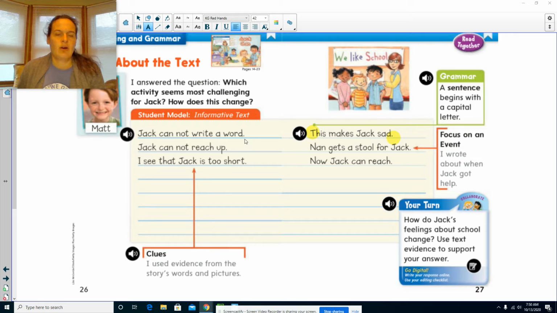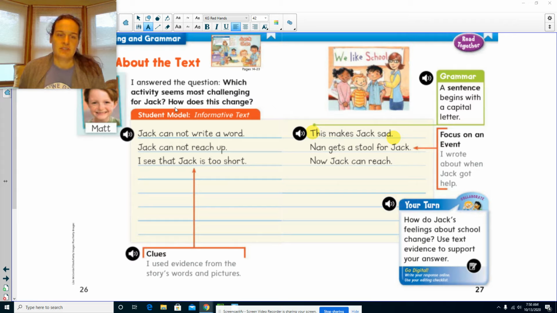Jack cannot write a word. Jack cannot reach up. I see that Jack is too short. So right there, he's using a clue from the story's words and pictures. And he's using that evidence to support why Jack could not write the word. So which activity seems most challenging for Jack? He answered that right here. He couldn't write the word and he could not reach up. It's because he's too short.